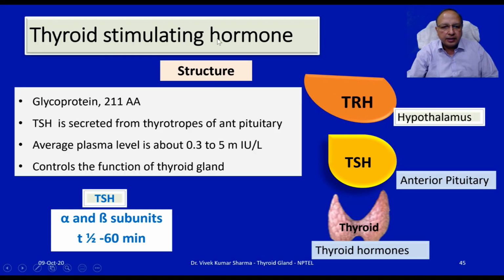Thyroid stimulating hormone is a glycoprotein of roughly 211 amino acids. TSH is secreted from the thyrotropes of the anterior pituitary, and the average plasma level is roughly 0.3 to 5 milli international units per liter, and it controls the function of the thyroid gland. TSH has two components, alpha and beta subunits. When they combine together, TSH becomes active, and it has a half-life of roughly 1 hour.